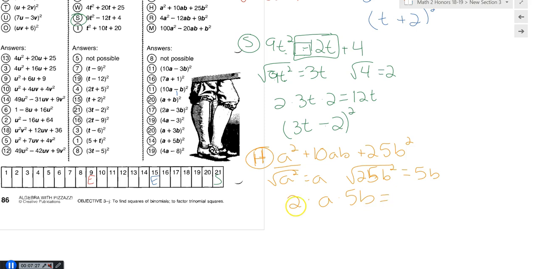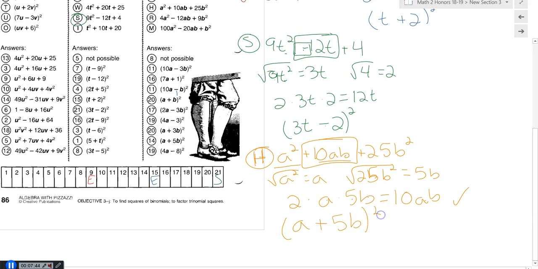Again, we just take all our numbers. 2 times 5 is 10. A, b, we just write in alphabetical order. So that does check out. Okay, so all of these checked out for us. This is positive, so it's a plus 5b squared. And that's 14, so 14 is an H. All right, go ahead and pause the video and work on the rest of those.